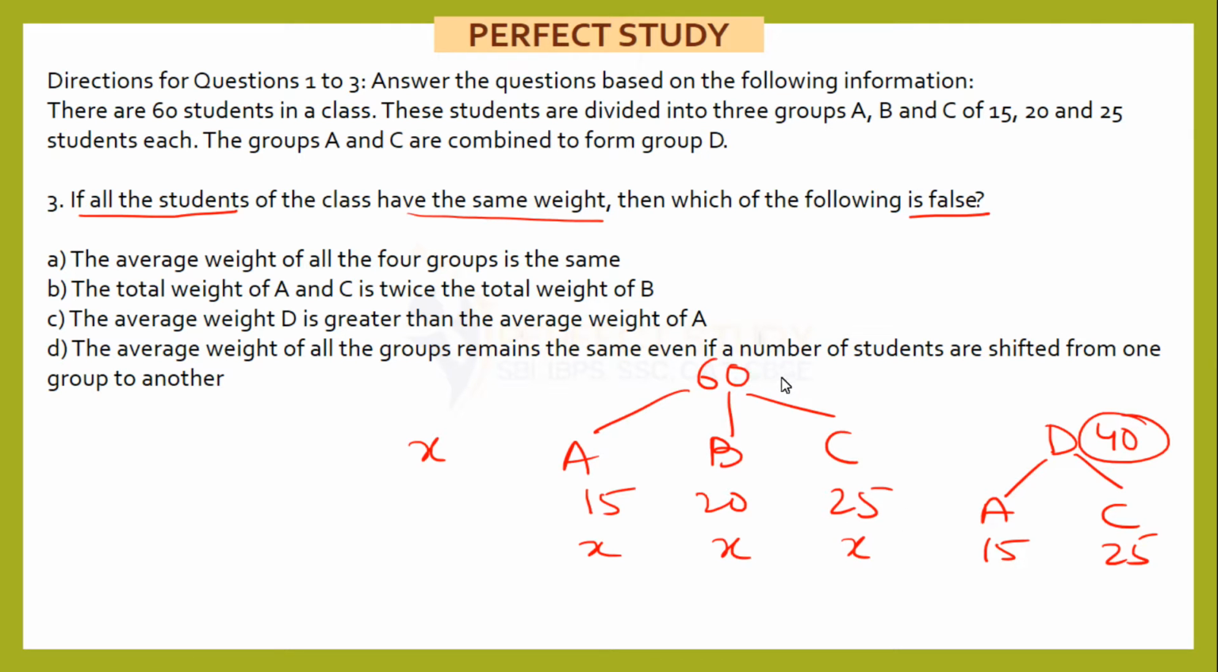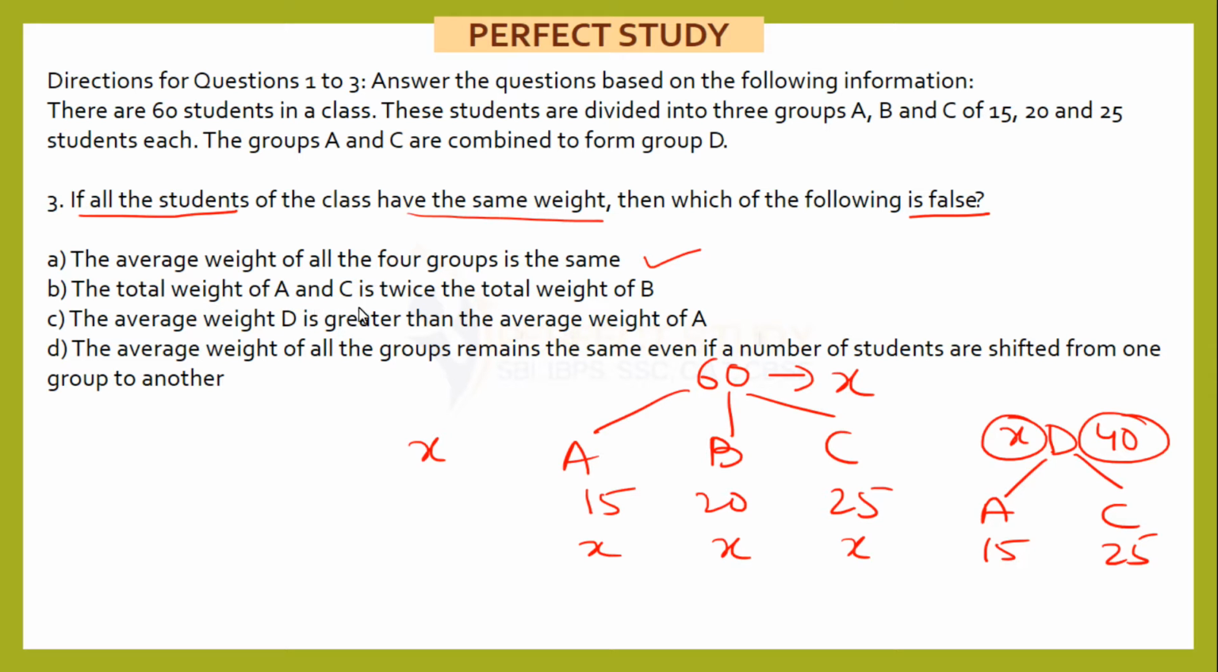Now what about these 60 students? 60 into X, 60X divided by 60, average will be X only. So the average of all the four groups, even D, 40X by 40, it will remain X. So all the four groups' average will be same. So this is correct. This is not my answer.